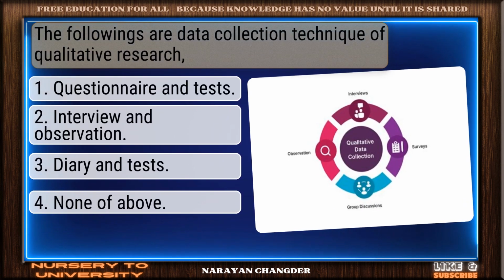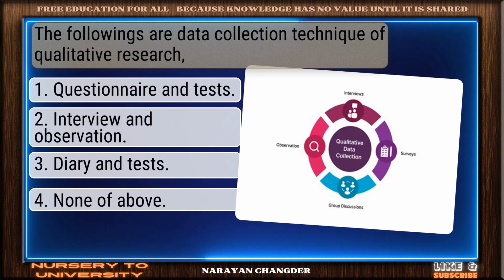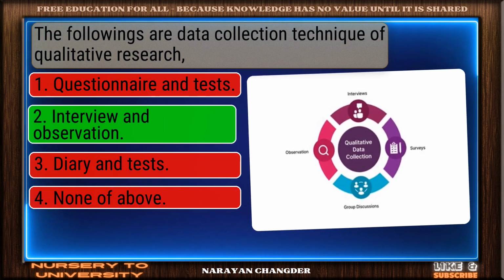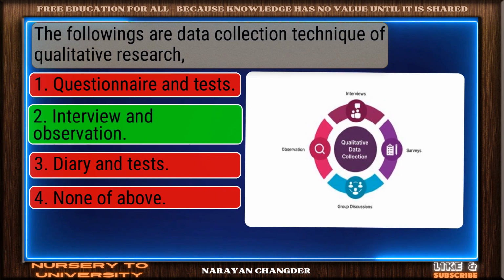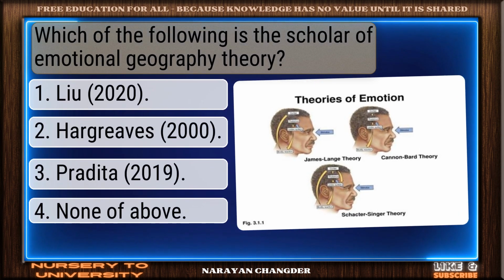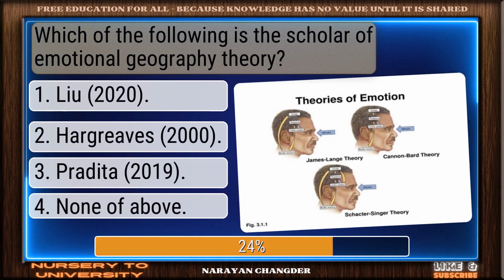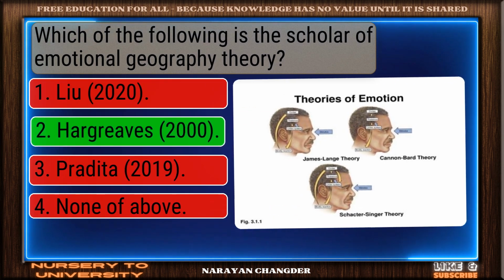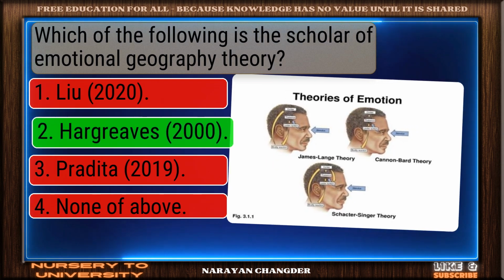The followings are data collection technique of qualitative research. Nicely done. Interview and observation is a solid answer. Which of the following is the scholar of emotional geography theory? Good thinking. Hargreaves is the right answer.